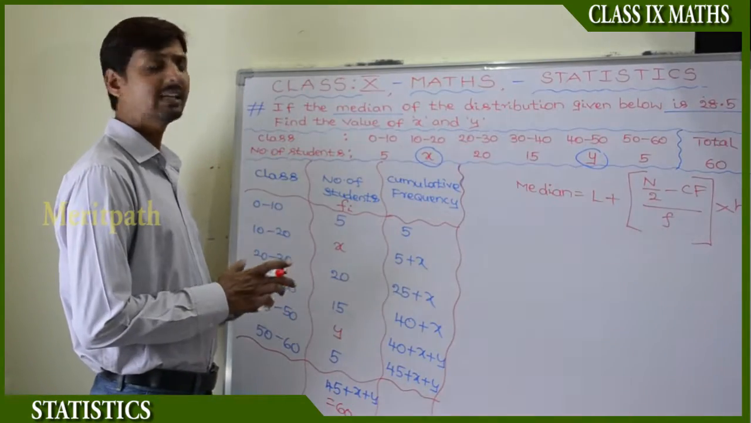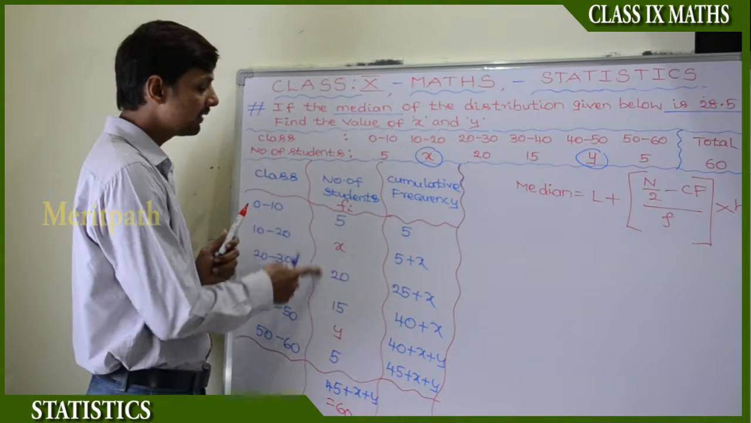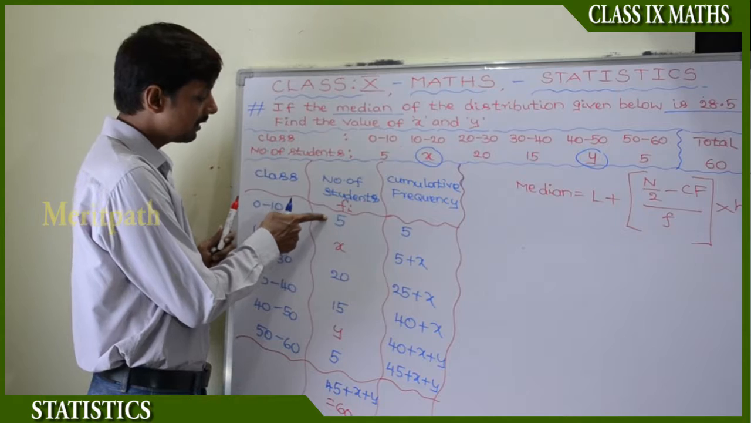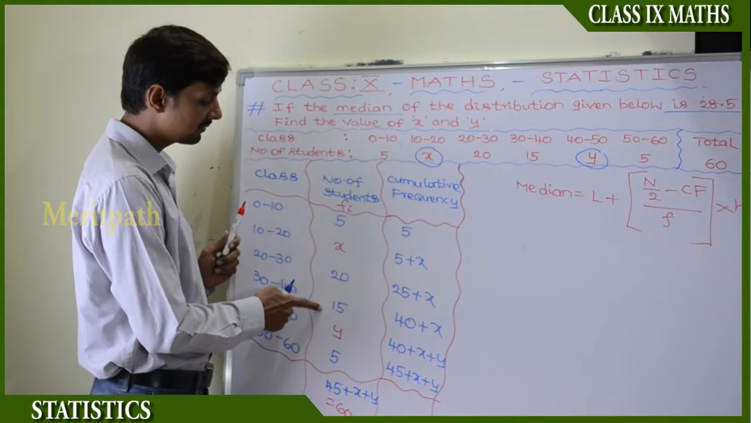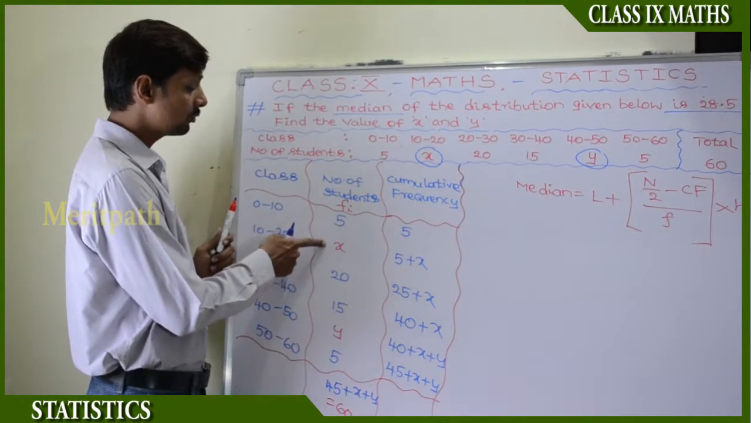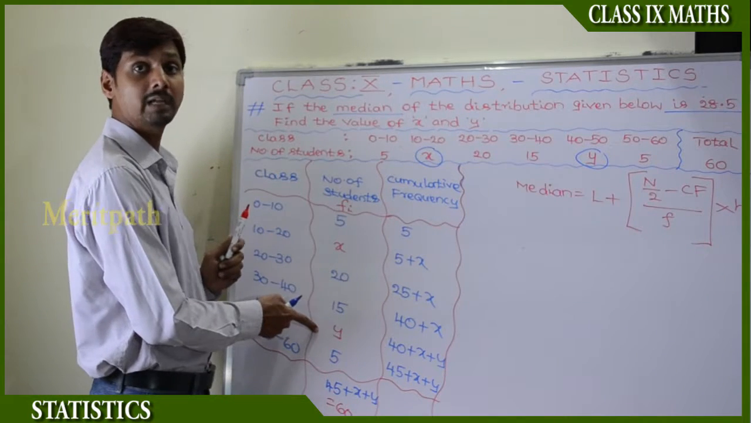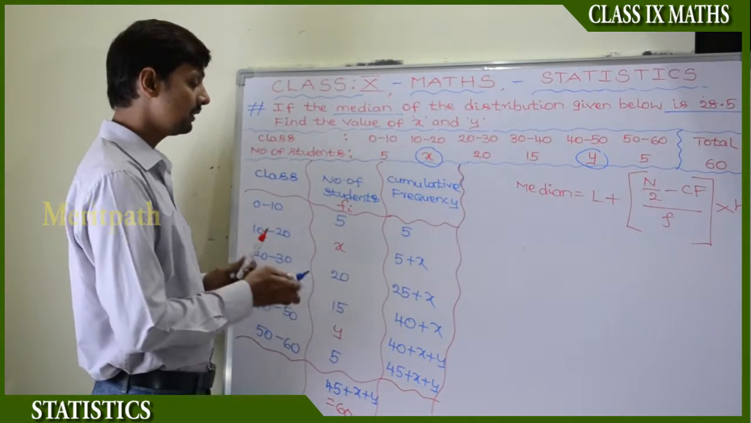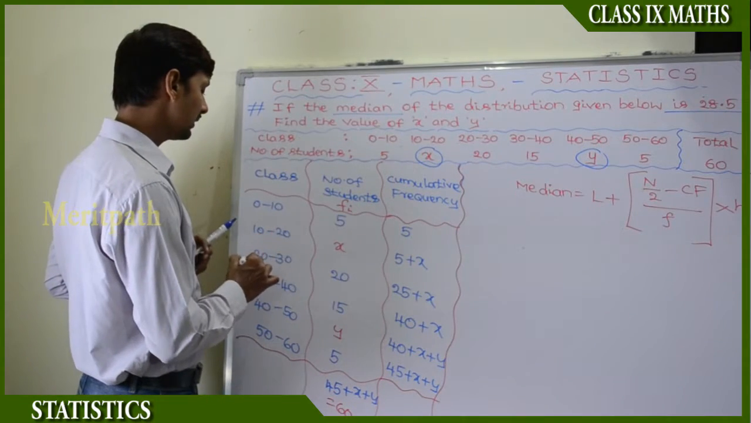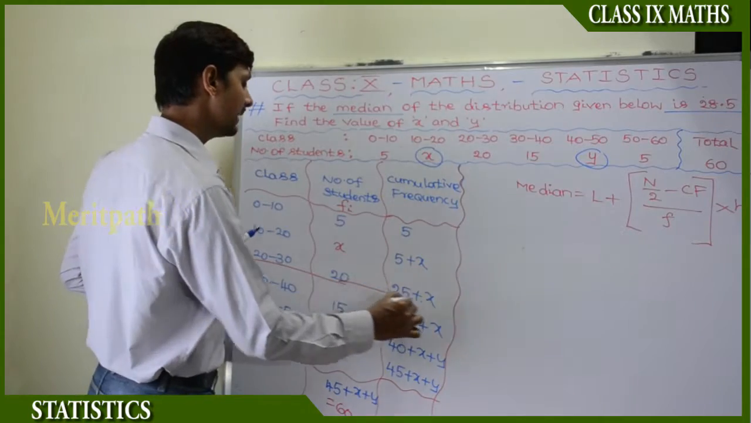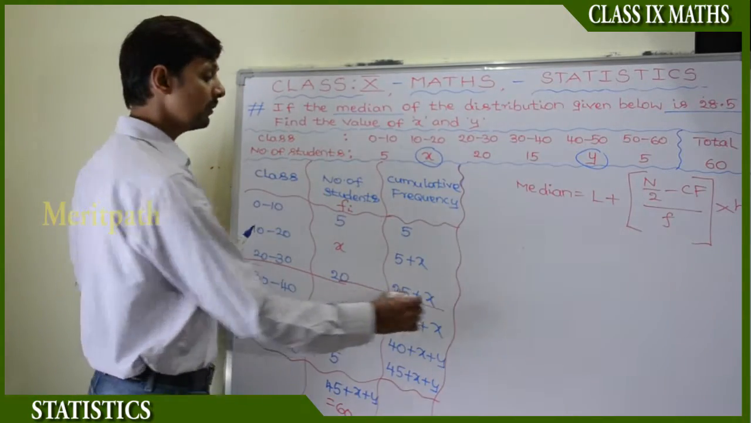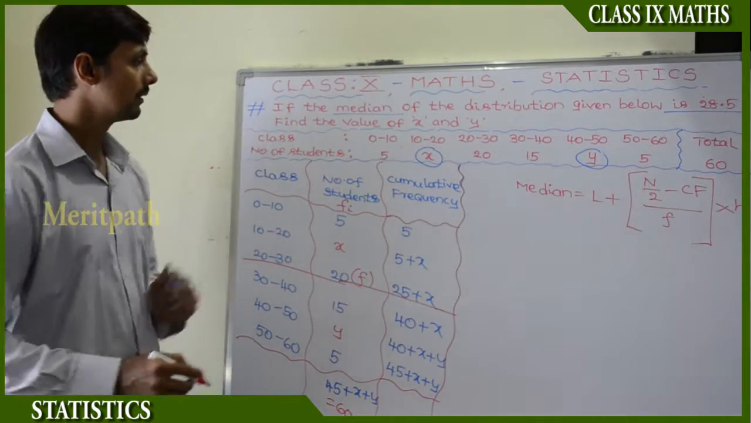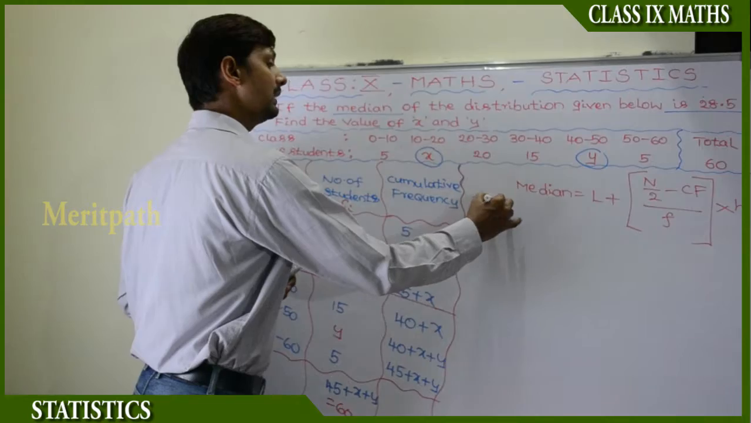So the frequency of the median class is nothing but the highest frequency among the classes. So let's find out here. The frequencies are 5, 20, 50 and 5. Here we don't know the values of x and y. Let's take the values that are there, and among those the highest value is 20. So let's underline the 20. 20 is the frequency of the median class. So small f is equal to 20.